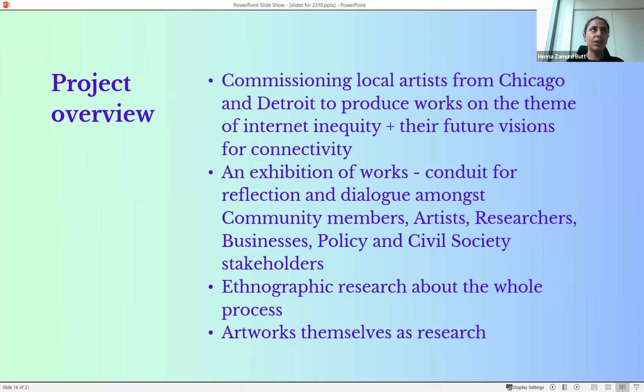What we want to do is commission local artists to produce works in the city of Chicago, but also in the city of Detroit, which is another one of the research sites that I'm working in, and another city in the upper Midwest, about 5 hours drive away from Chicago. We want to commission artists from areas that experience internet inequality to produce works on that theme, about their experiences and about their future visions for connectivity.